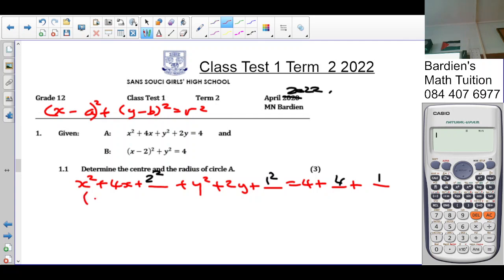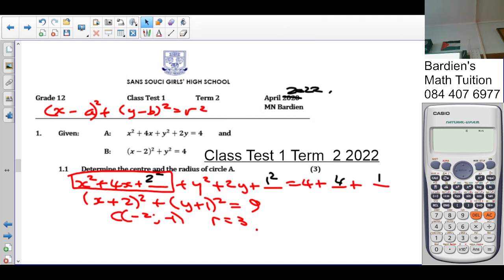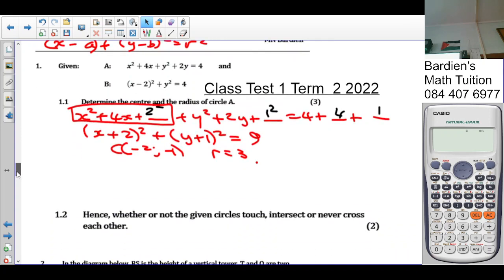Which now in turn gives us, that's now your perfect square trinomial, x plus 2 squared plus y plus 1 squared is equal to 4 plus 4 plus 1 is 9. So the center of the circle is negative 2 and negative 1, whilst your radius is going to be 3. Alright. So we are moving on here.